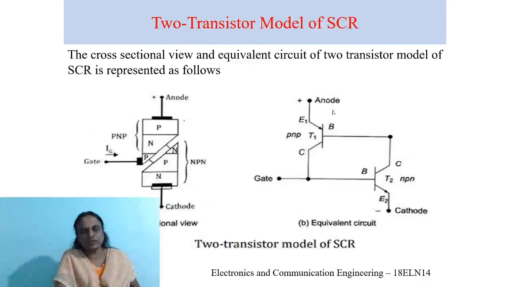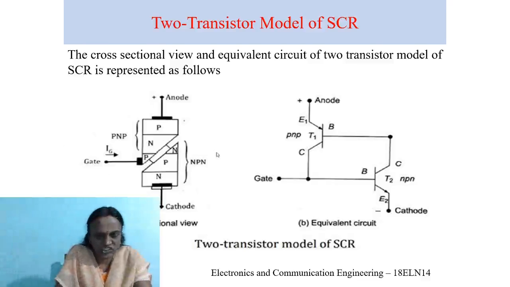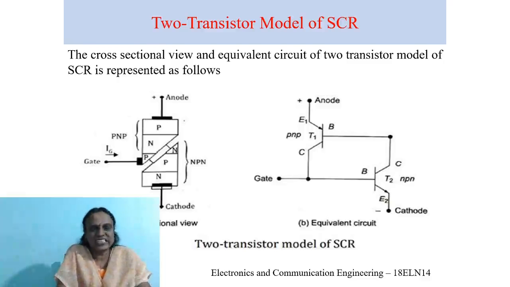NPN transistor and PNP transistor to view the combined model of a two transistor model of an SCR. Okay, the resultant two transistor model is shown here in the equivalent circuit. This is the cross-sectional circuit. Okay, according to this model, the SCR comprises of two transistors, as I told you. Okay, the base of one, that is PNP, and this is NPN transistor. PNP transistor, let it be represented as T1. NPN transistor, let it be represented as T2 for simplicity.